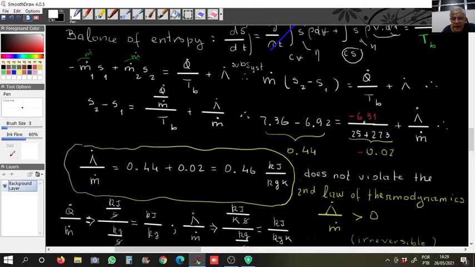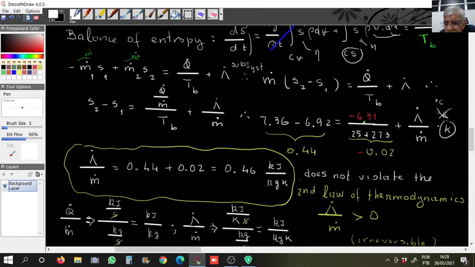Now divide by the surrounding temperature, TB. This is 25 degrees centigrade plus 273, to transform degrees centigrade to Kelvin. Don't say degrees Kelvin. For Kelvin there is no degree. You put degrees for centigrade, but for Kelvin just write Kelvin.